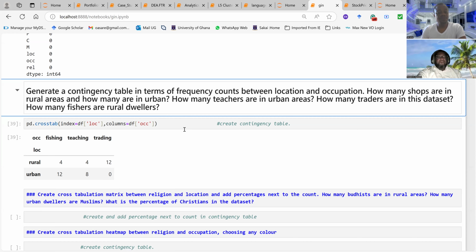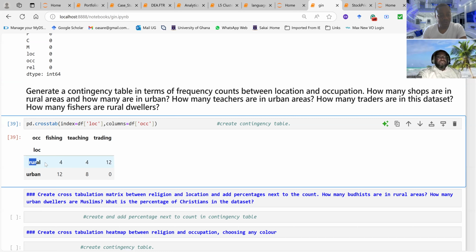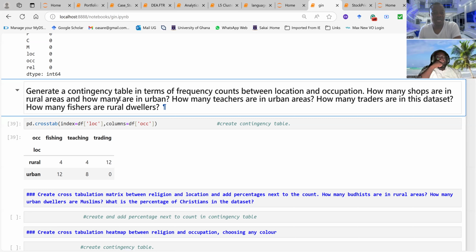So all you got to do is come and look at the rural section here and count. That's all. Count the rural. And you know that they are what? 20. That's it. That's how you find how many shops are in the rural area. Next question. How many are in the urban center? 20. And I'm sure you can get the picture now.